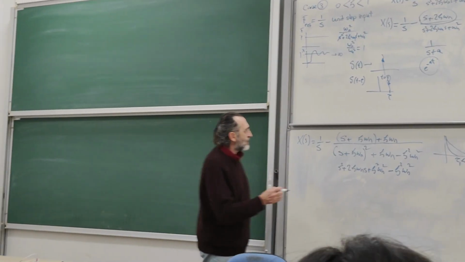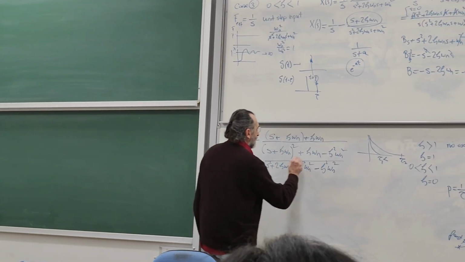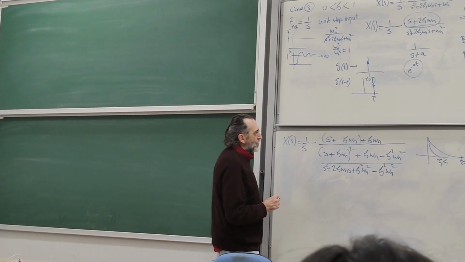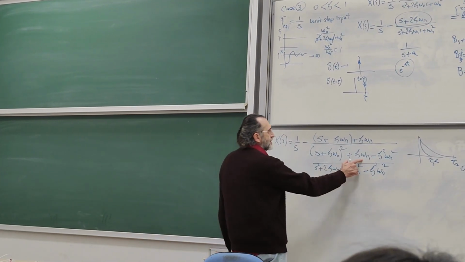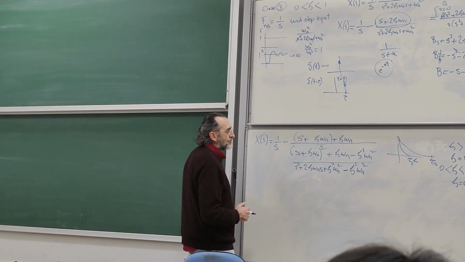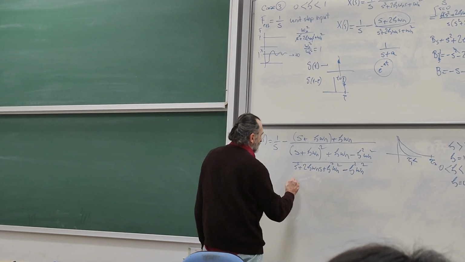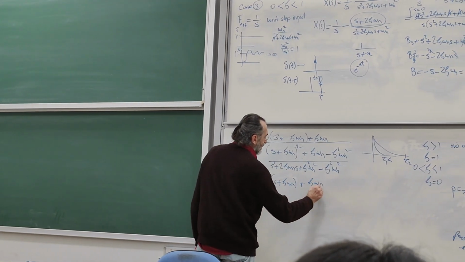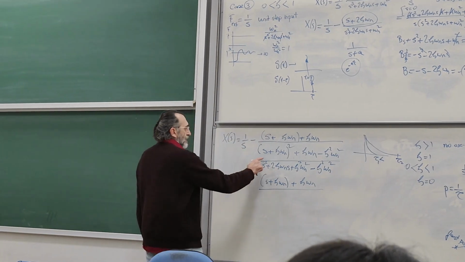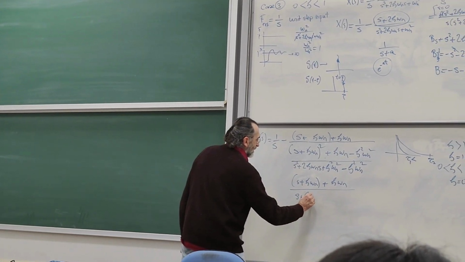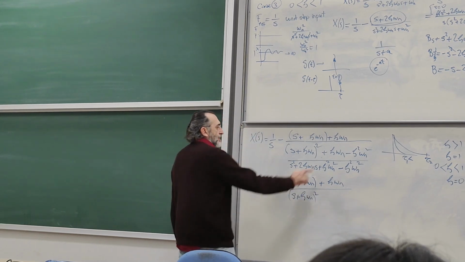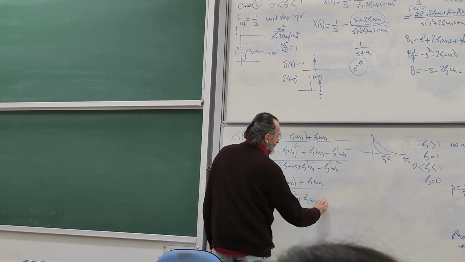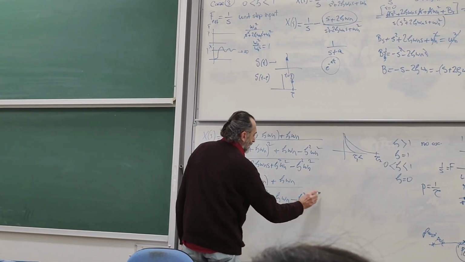Anyway, let's just continue at the top. So this I can take into parentheses s plus zeta omega n plus zeta omega n divided by s plus zeta omega n squared plus that, minus that zeta squared omega n squared.